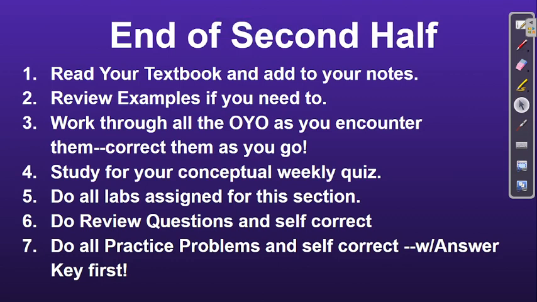So read your textbook, add to your notes if you need to, review examples if you need to, ask questions, work on your own and correct them as you do the problems, because you don't want to make the same mistake over and over. Study for the quiz, do the labs, review questions, and practice problems.